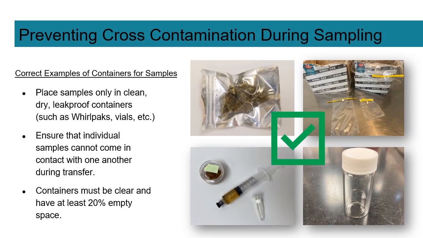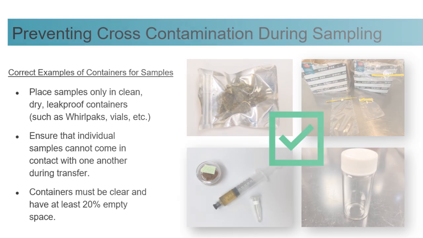Correct examples of containers for samples. Place samples only in clean, dry, leak-proof containers, such as whirl packs, vials, etc. Ensure that individual samples cannot come in contact with another during transfer. Containers must be clear and have at least 20% empty space. See photos provided in slide.